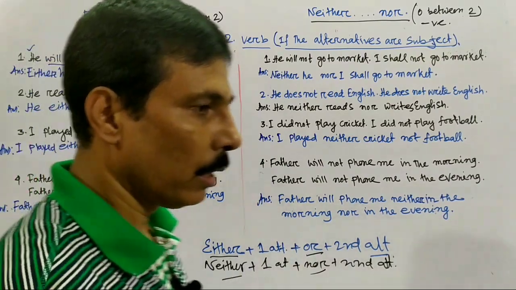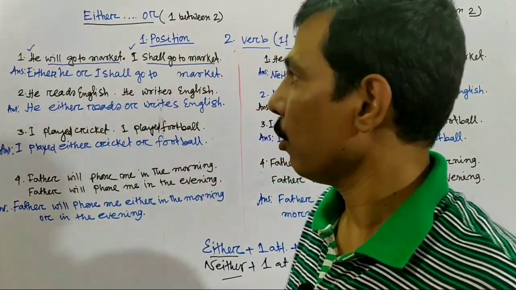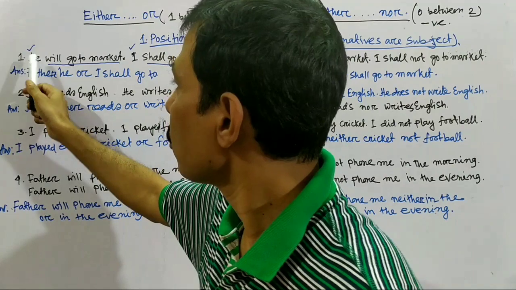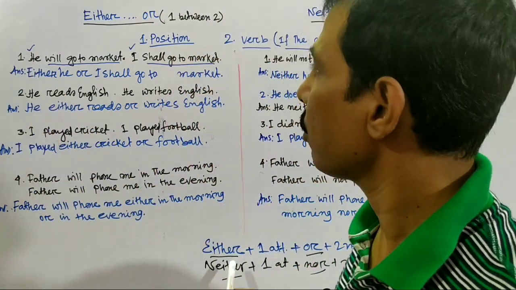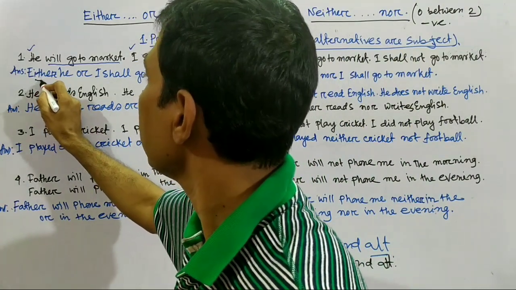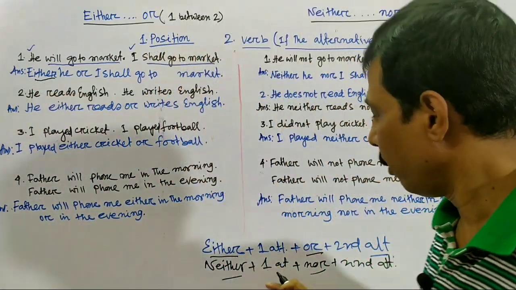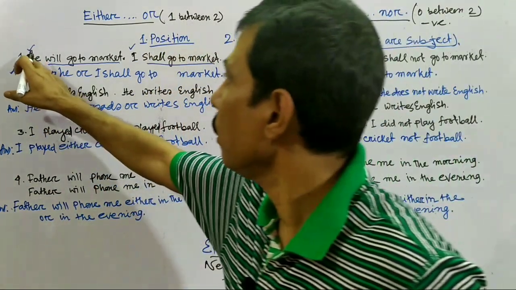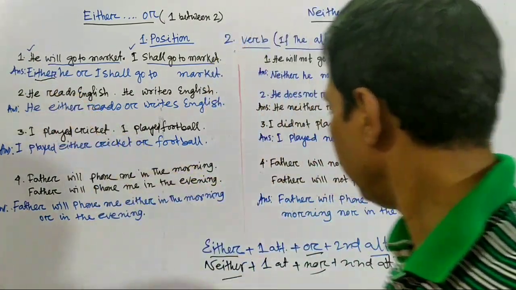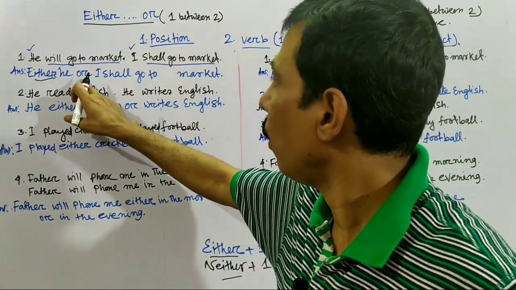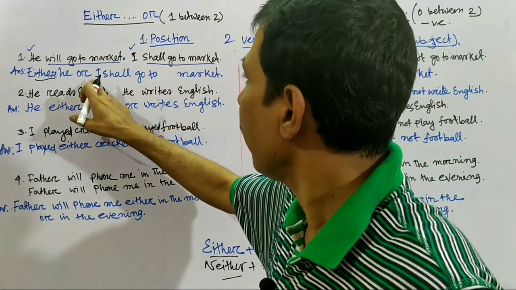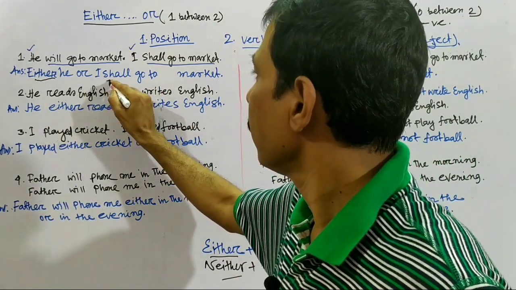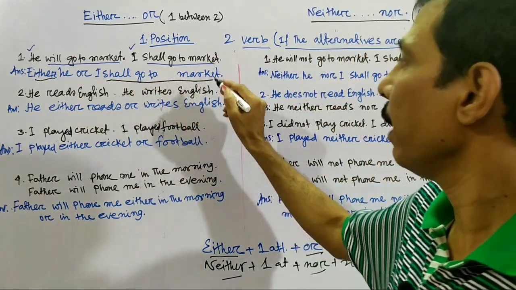So here you have to find the first alternative. Here the first alternative is he. So obviously you just put either or neither before the first alternative. Here I put either, then the first alternative he, then or, then the second alternative I. After that the remaining portion will stay the same.